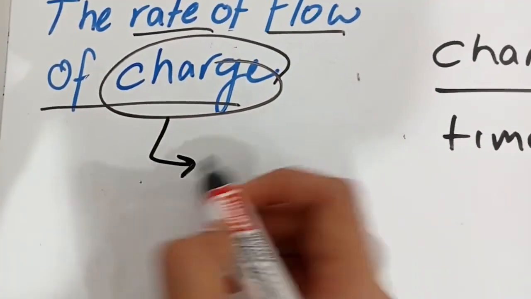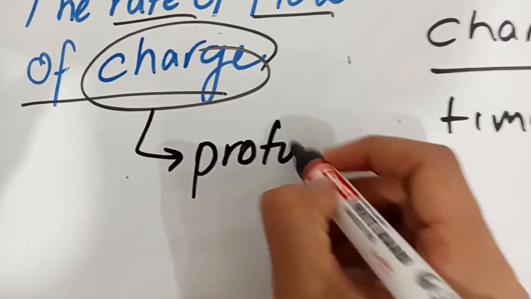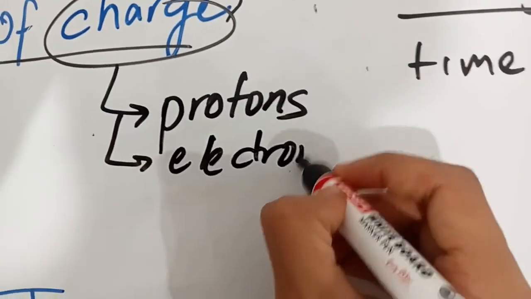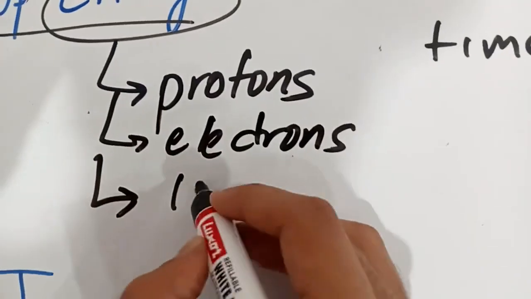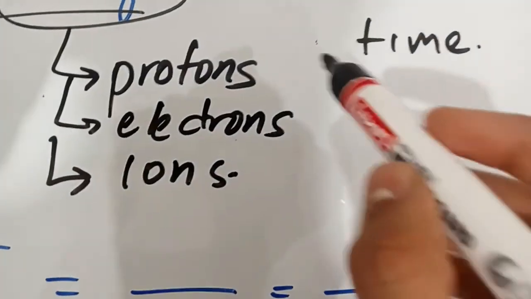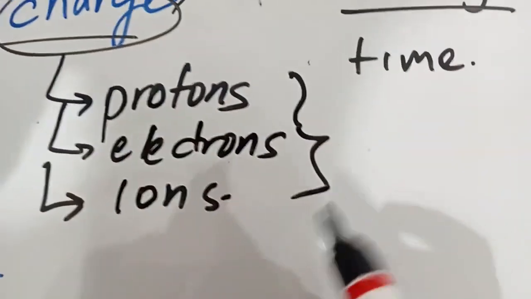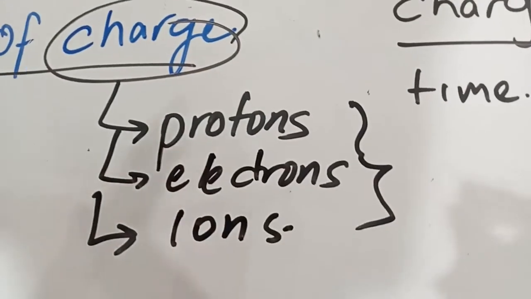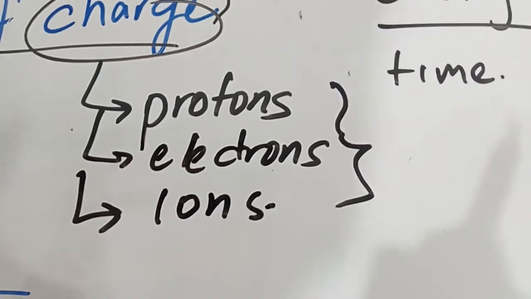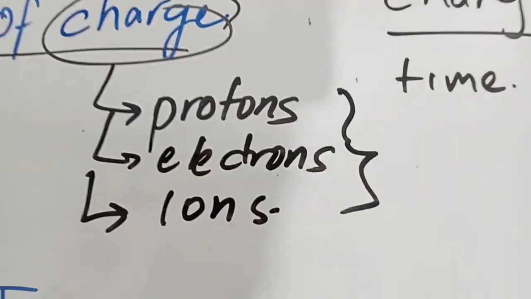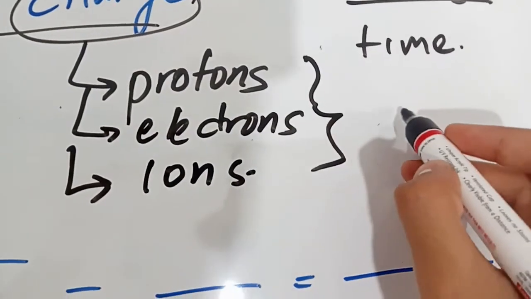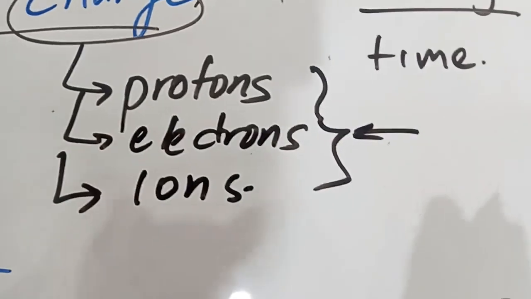You can have charged protons, you can have electrons, and you can also have ions, because ions are charged as well. So what exactly is it that we are referring to when we talk about the rate of flow of charge? When we're talking about current, what charge are we referring to? Well, it's pretty much all of them, but I can assure you that in most cases, and pretty much all the cases we'll come across, when we talk about charge in current, we're talking about electrons.